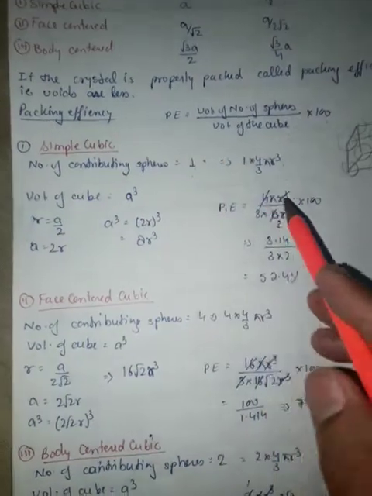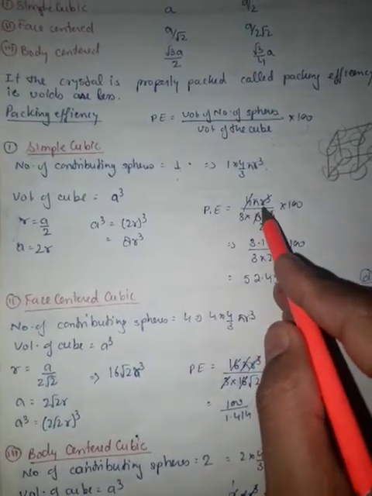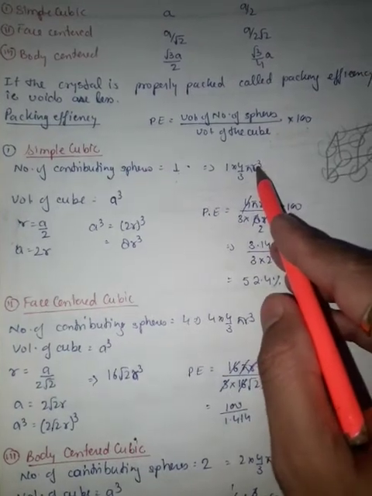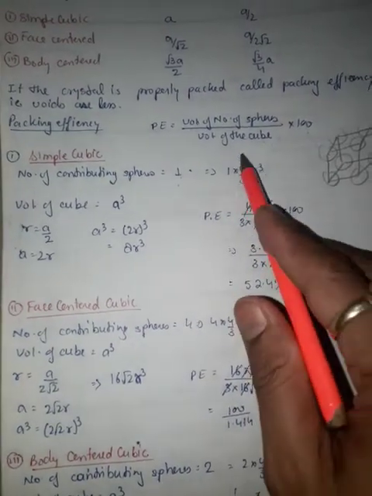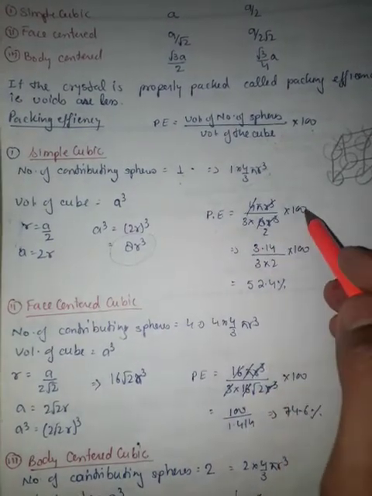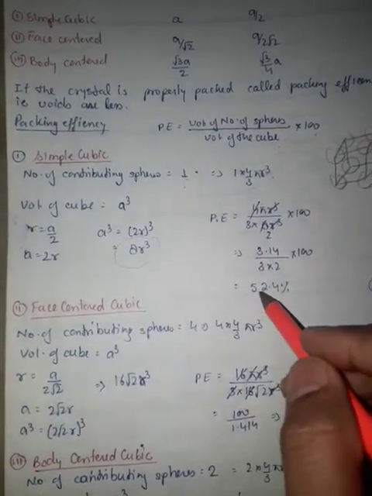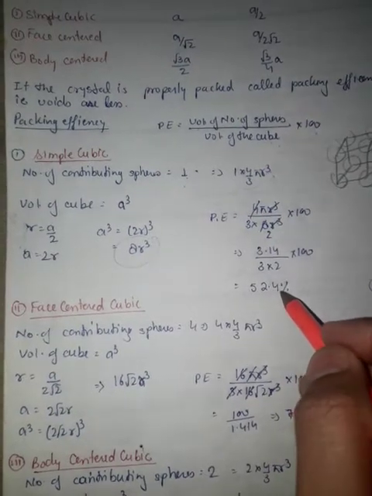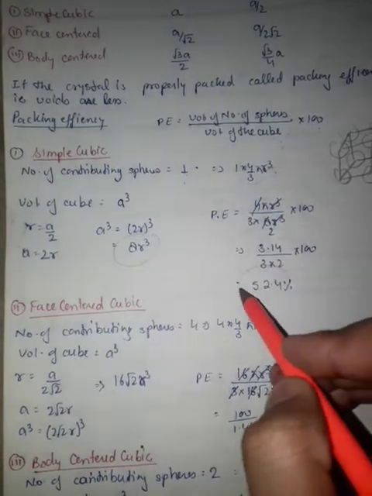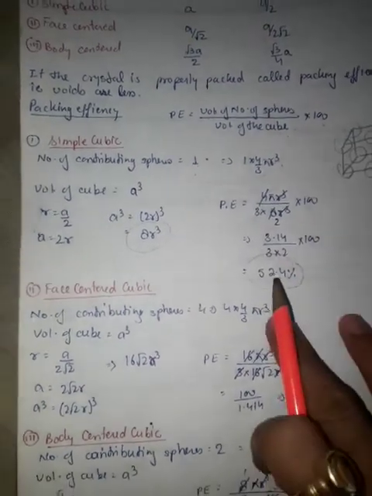Now in the formula of packing efficiency, 4 by 3 pi r cube is the volume of the sphere upon the volume of the cube. Volume of cube we take as 8r cube, into 100. On calculating, putting the value of pi as 3.14, we get 52.4%.